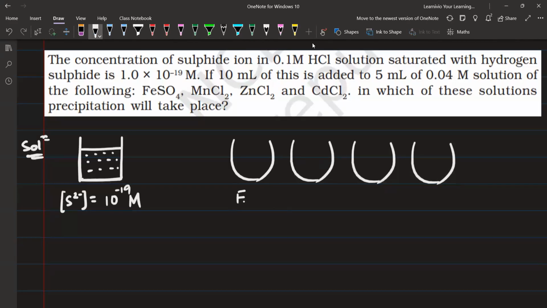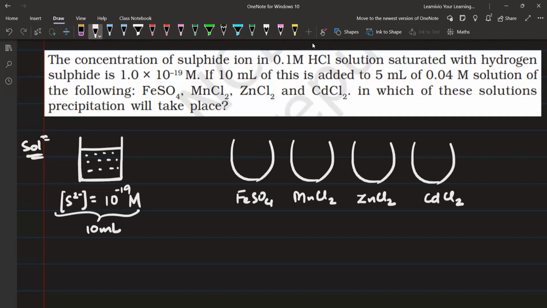FeSO4, then we have MnCl2, we have ZnCl2, and we have CdCl2. Okay. Now we took 10 ml from here. We took how much? From here we have taken 10 ml.